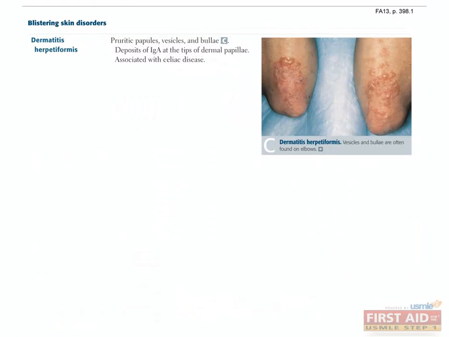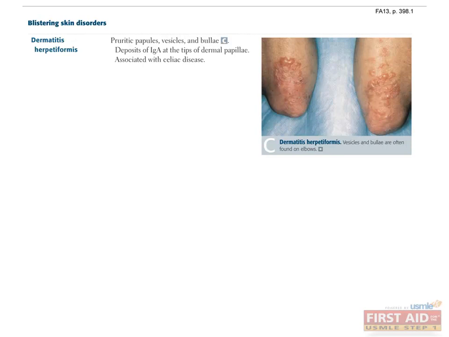The third blistering skin disease is dermatitis herpetiformis. When you think about the word, it quite literally is a skin inflammation that appears like a herpes infection. If you look at this under IF, you see the appearance of IgA at the tips of dermal papillae, which causes the tips of the papillae to light up like snow caps along mountains. The papules and vesicles are itchy and are usually found on the extensor surfaces of the skin.